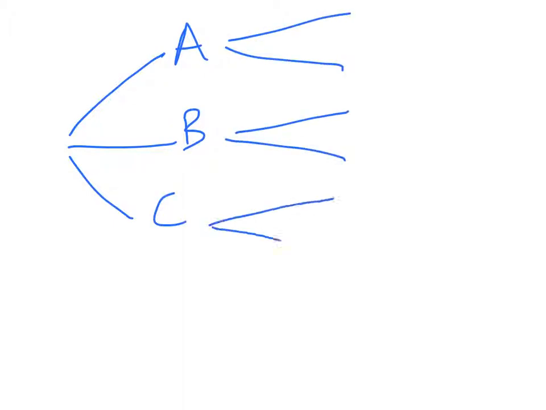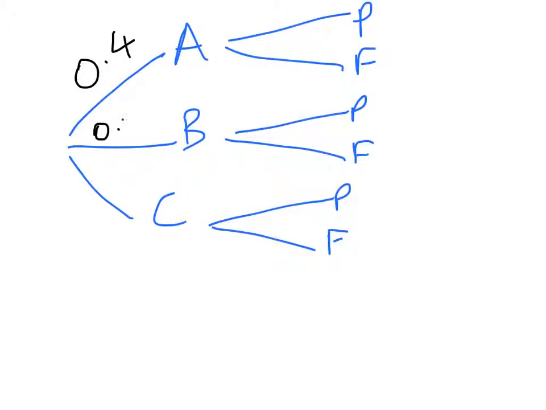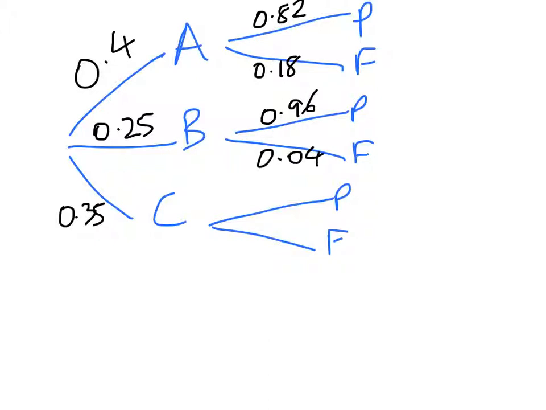So my tree is going to have 3 branches, A, B and C, and then for each of those it will have pass, fail. And the first question is asking us what percentage of tests completed during the review was successful. So we'll put the probabilities on of being done at A, B or C. And then at test centre A, 82% passed, 0.18 failed, 0.96 for B, and 0.04, and 0.94 and 0.06.